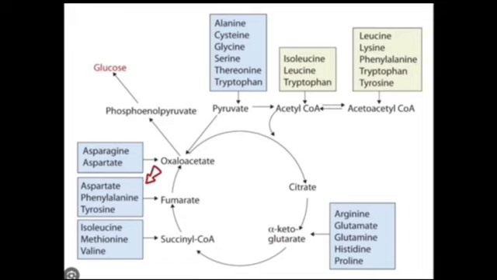Aspartate, phenylalanine and tyrosine will be converted to fumarate and enter the TCA cycle. The last one, asparagine and aspartate will be converted to oxaloacetate and then to phosphoenolpyruvate to produce glucose. Okay, now let's focus on the ketogenic amino acids. Isoleucine, leucine and tryptophan will be converted to acetyl-CoA and enter the TCA cycle. Next, leucine, lysine, phenylalanine, tryptophan and tyrosine will be converted to acetoacetyl-CoA and then to acetyl-CoA before entering the TCA cycle.